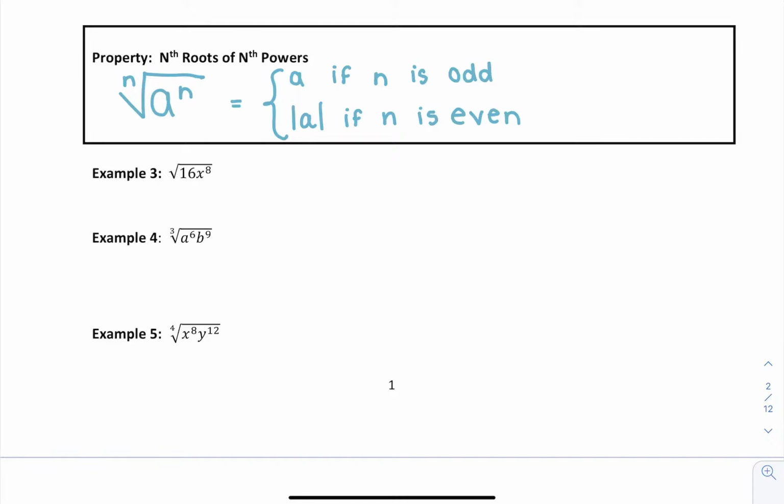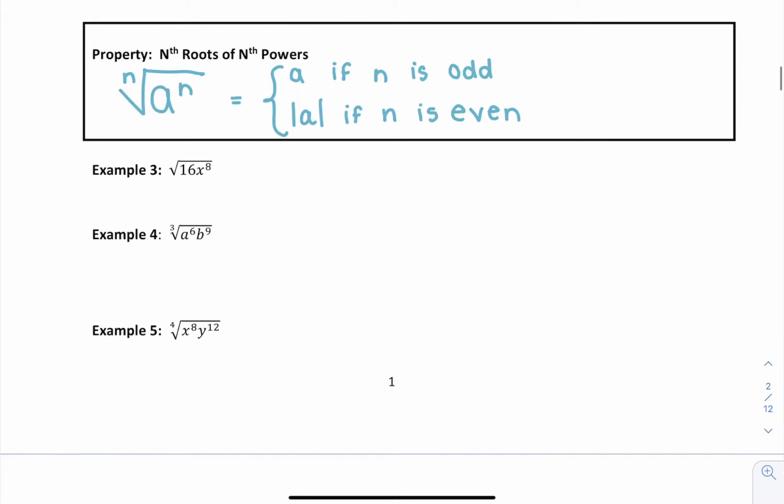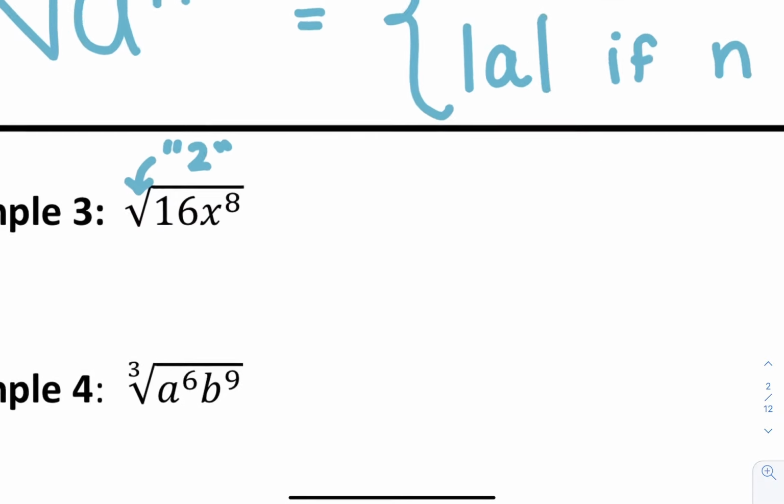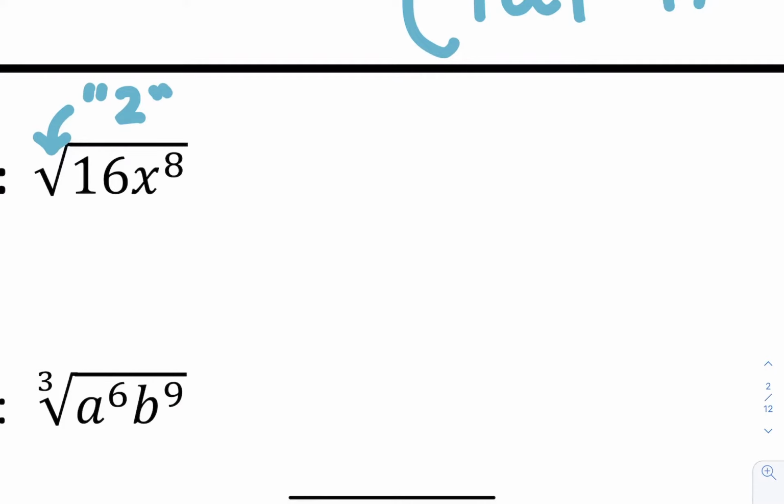So let's try that out. Let's say we start with this first example. Now notice there's no index here. If there's no index written right here, you can assume this is really like a 2. So this is really like an index of 2. So if we have the square root of 16, x to the 8th, let's rewrite this using the index of 2. How can I write 16 so that the exponent is 2? Let's think, what number squared is 16? Well, 4 squared is 16.